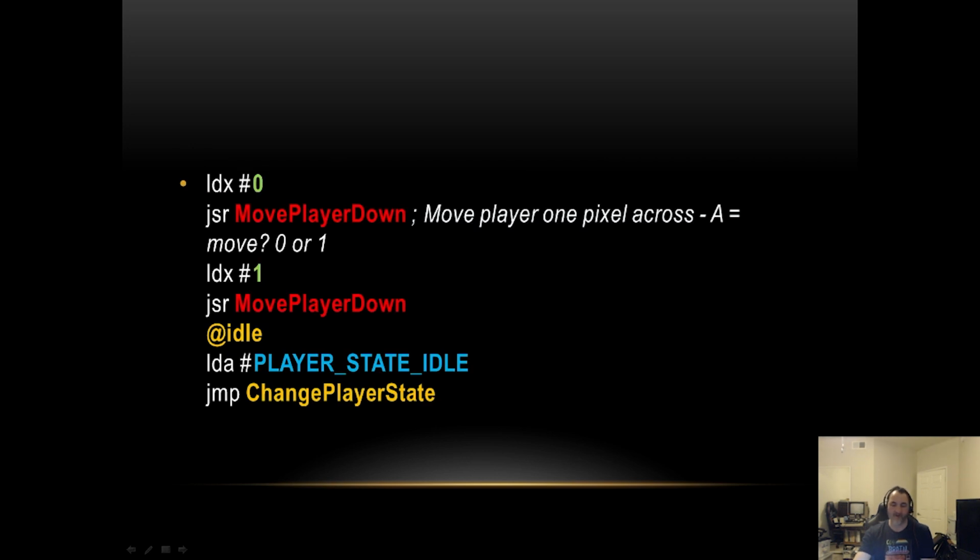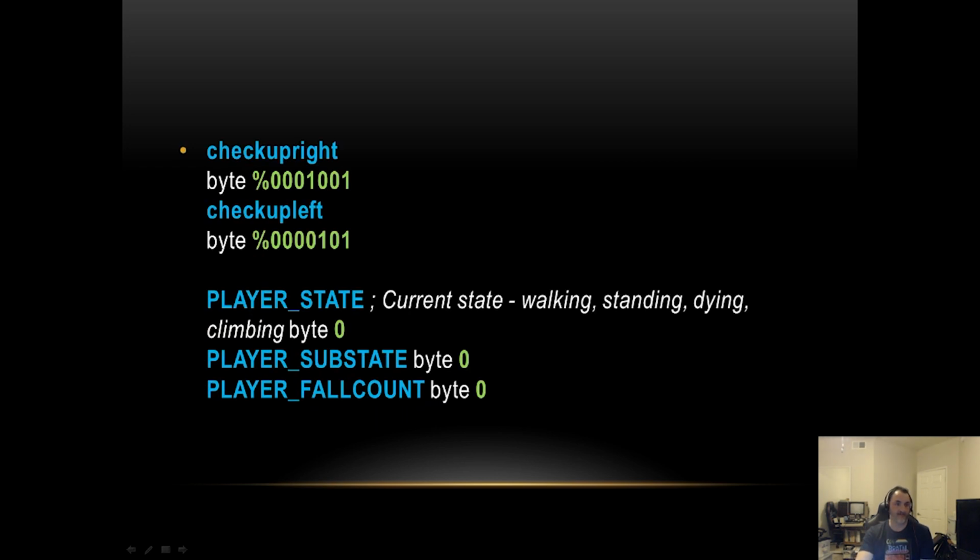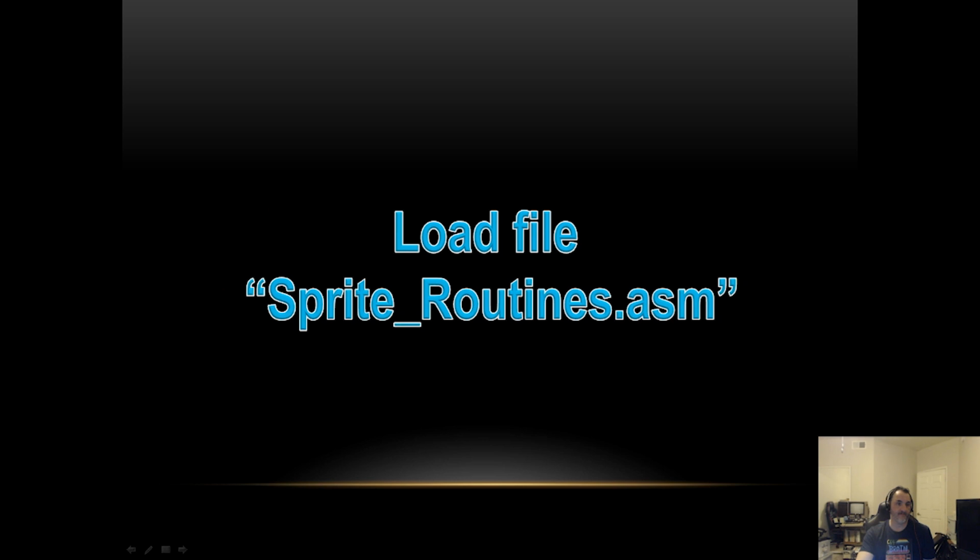And here we're moving the player down. And these are just some of the variables that are being used by the program for the different states. Now we're on to the sprite routines.asm to see the changes we made here.